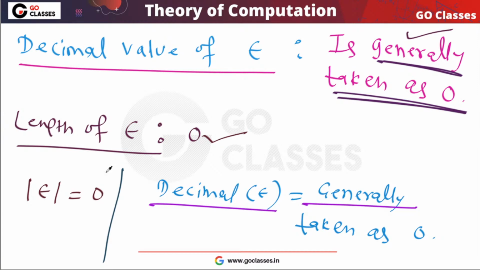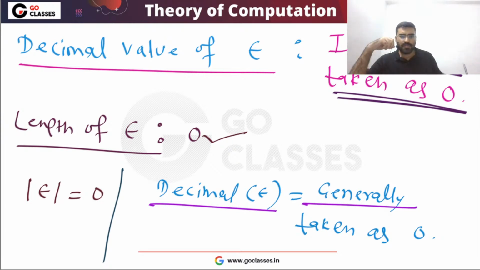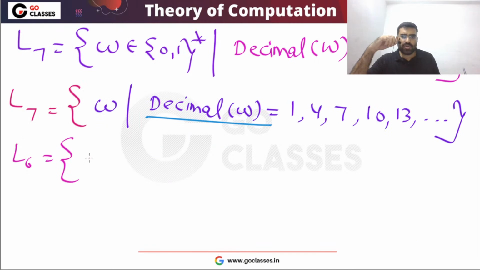Now let's move on. First, understand the language. You can notice that the empty string does not belong to the language because the remainder must be 1. We want the remainder to be 1 when you divide the decimal value by 3.